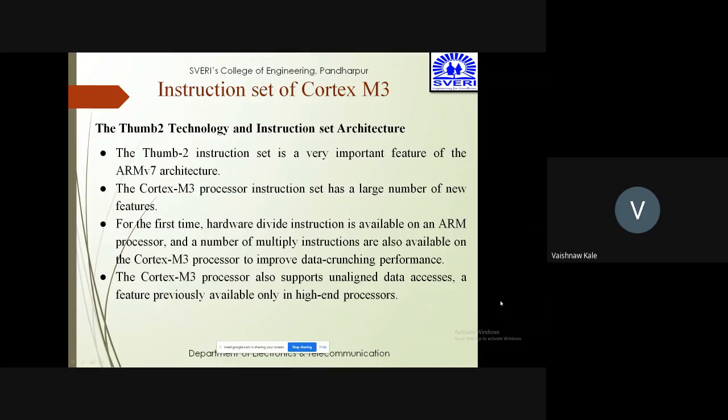The Thumb-2 instruction set is a very important feature of the ARM7 architecture. The Cortex-M3 processor instruction set has a large number of new features. For the first time, hardware divide instructions are available on an ARM processor, and a number of multiply instructions are also available on the Cortex-M3 in order to improve data crunching performance. It also supports unaligned data accesses, a feature that was previously available only on high-end processors.